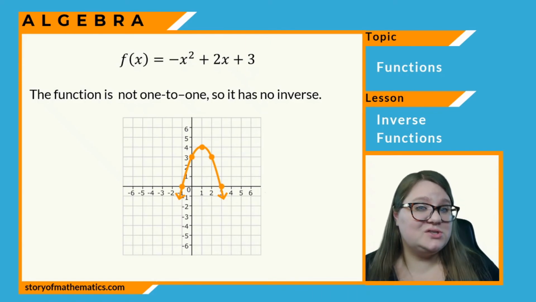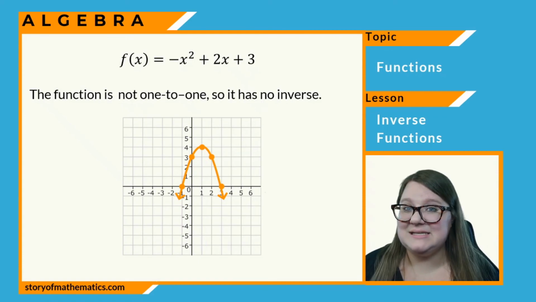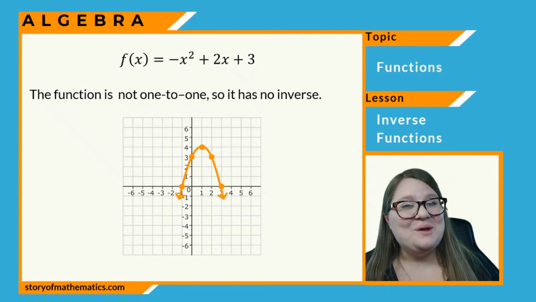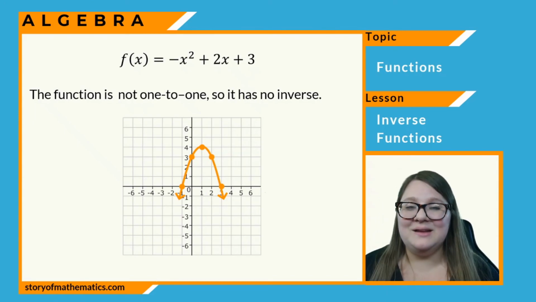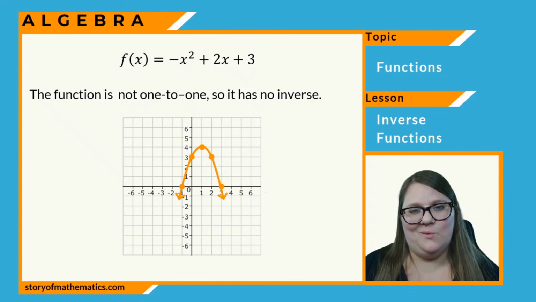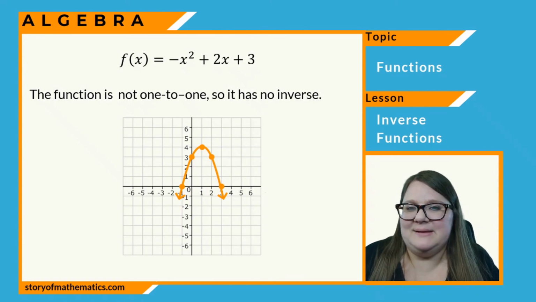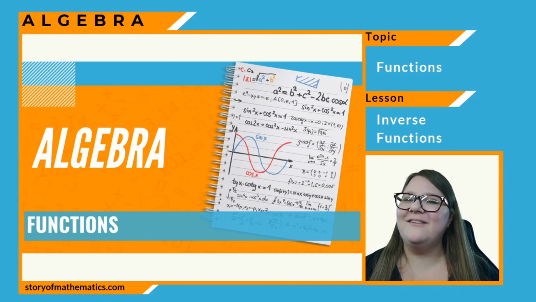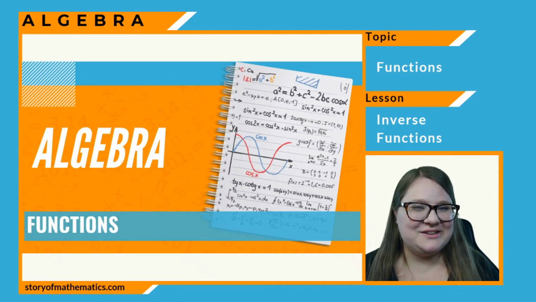Now, you can restrict the domain. Maybe you slice this parabola in half and you only work with one side or the other, but that would be a requirement in order to work with this and make it one-to-one. So unless it happens, no inverse, I get to stop this problem. All right, that is how you work with inverse functions.